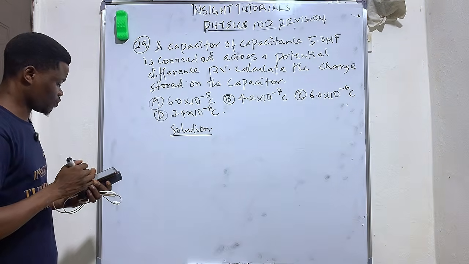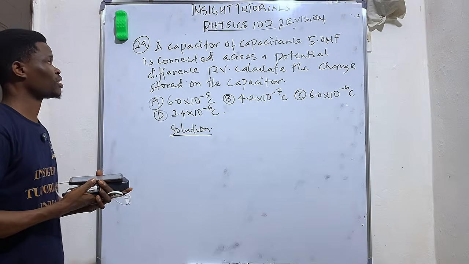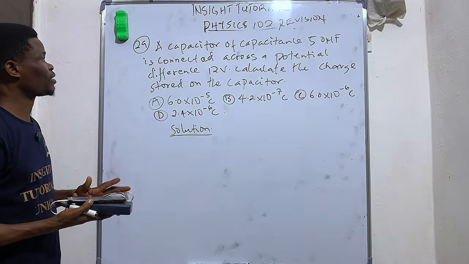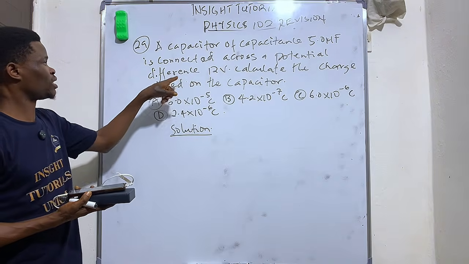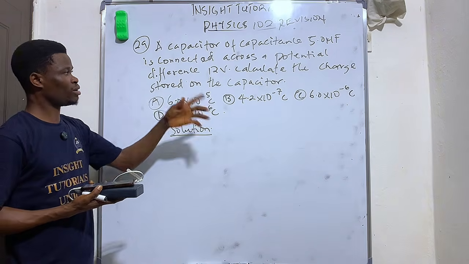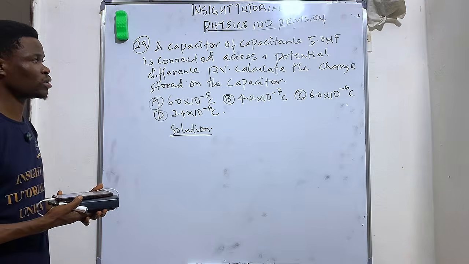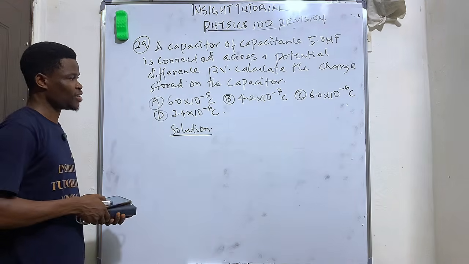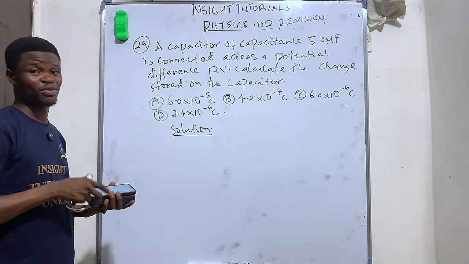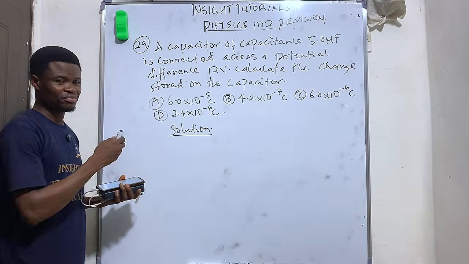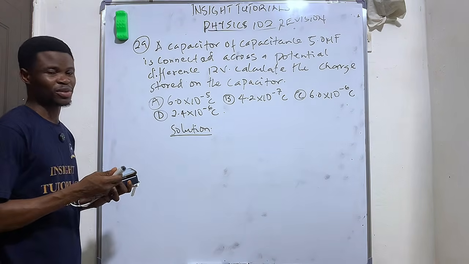All right, this is a question from capacitance, and we are told that a capacitor of capacitance 5 microfarad is connected across a potential difference of 12 volts. Calculate the charge stored on the capacitor. These are the options we are given. What do you think is the correct answer? I believe you're solving already. So let us go into the question proper.